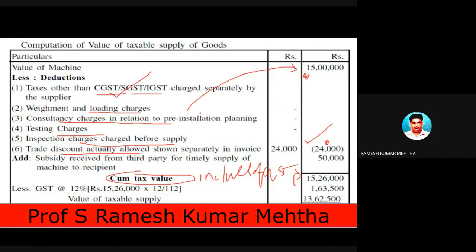So to remove GST, what should we do? 112 is the 100 percentage plus 12. So this 112 percentage is 15 lakhs 26,000. So what is 12 percentage? You just cross multiply. That is, 15 lakhs 26,000 into 12 by 112 is 1,63,500. So this is the GST. Subtracting it gives the transaction value. To this transaction value, add back the GST.